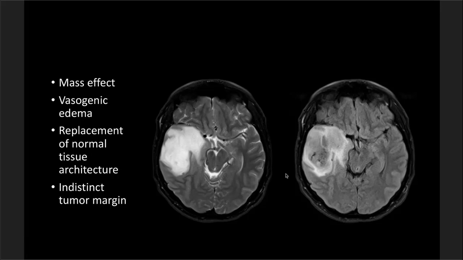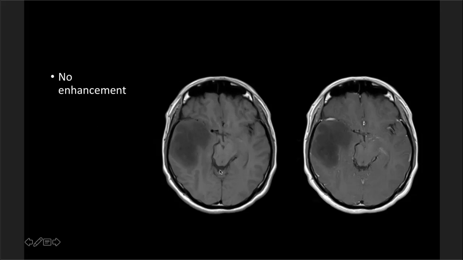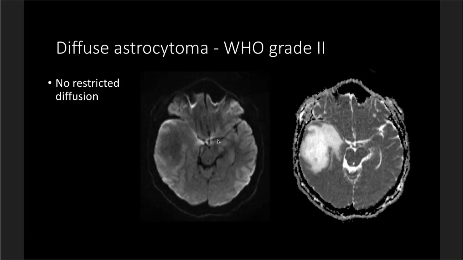Here we have T1 pre-contrast and T1 post-contrast, and we can see that there's no significant enhancement in this tumor. A small amount of vascular enhancement around the tumor, but no enhancement within the tissue of the tumor itself. Here we have diffusion-weighted imaging. We have the DWI image and the ADC map, and you can see this is very bright on ADC, so there's no restricted diffusion within this tumor. And that indicates a lower grade, so diffuse astrocytoma, WHO grade 2.